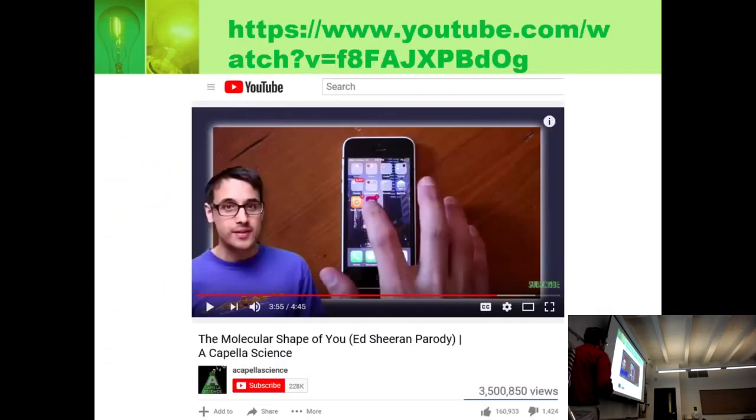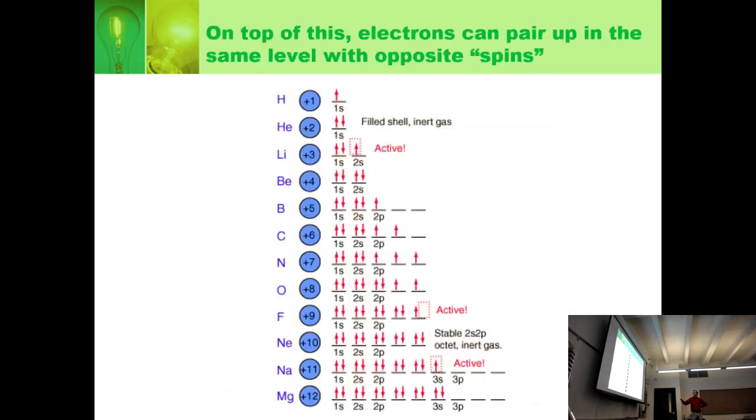So if you like science nerd songs, you can look up the Ed Sheeran parody of The Shape of You, which actually deals with these exact terms. It talks about N, M, and L numbers.